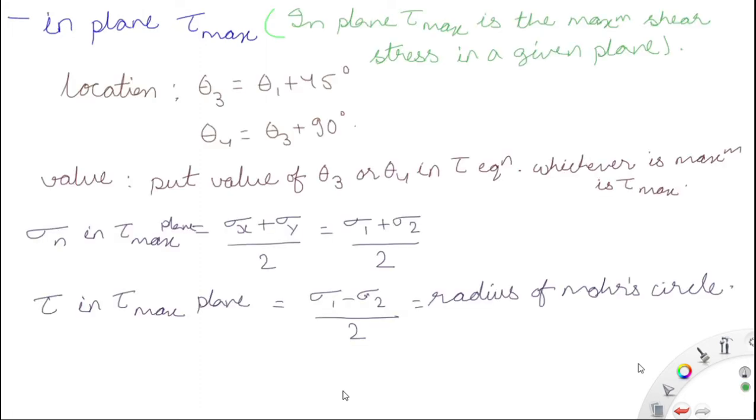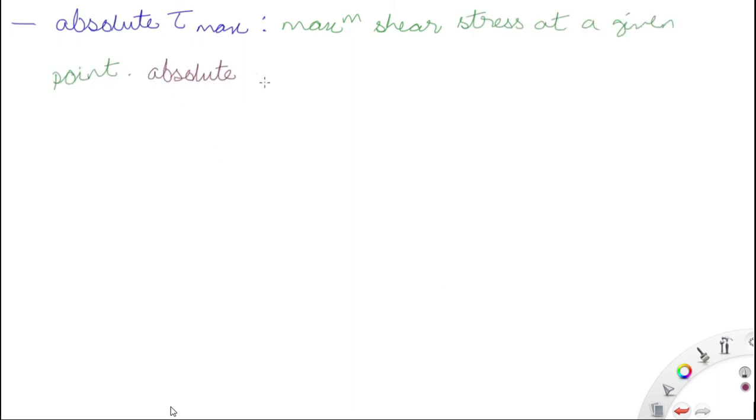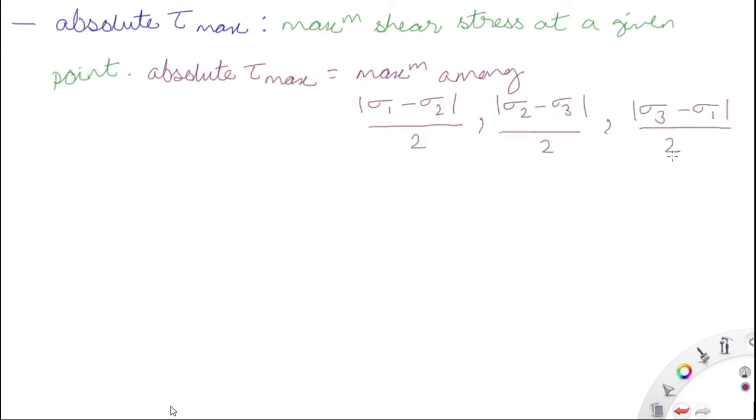Now absolute tau max. In the previous part we saw that in-plane tau max is the maximum shear stress in a given plane. So if you are asked about the maximum shear stress in a given plane, you will have to find the in-plane tau max. Now absolute tau max is the maximum shear stress at a given point. In-plane tau max was the maximum shear stress in a given plane, but absolute tau max is the maximum shear stress at a given point.